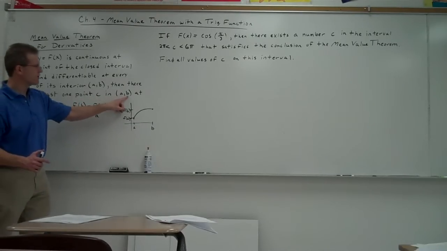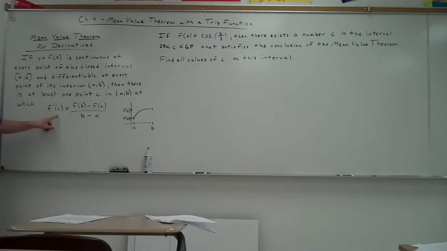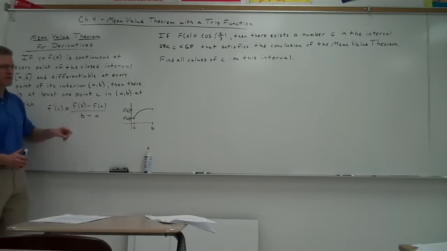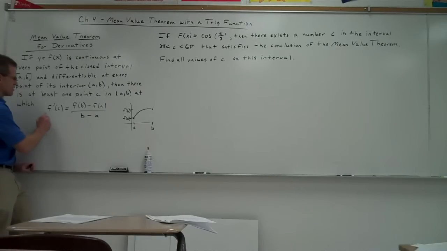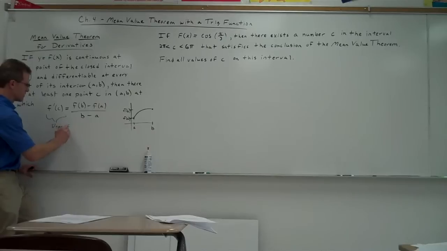in the open interval a, b at which f prime of c equals f of b minus f of a over b minus a. f prime of c represents the slope of the tangent line at c. Slope of tangent at x equals c.